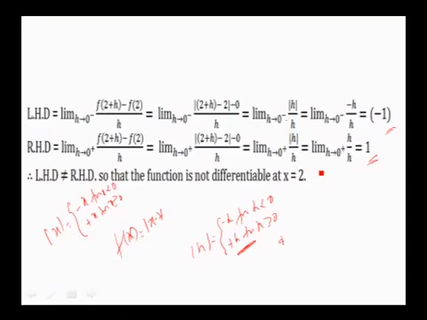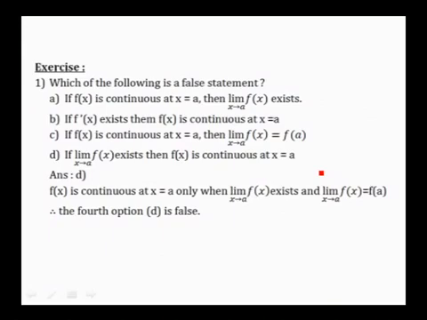Modulus functions of any kind, for example mod x minus 3, are not differentiable at x equals 3. Mod x minus a is not differentiable at x equals a, like that.